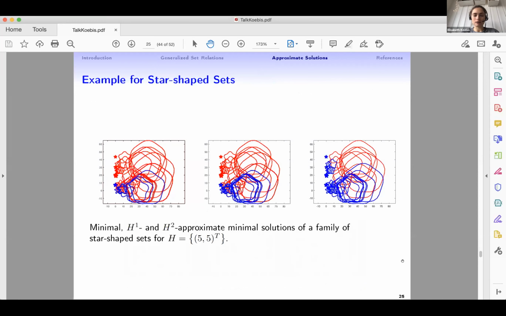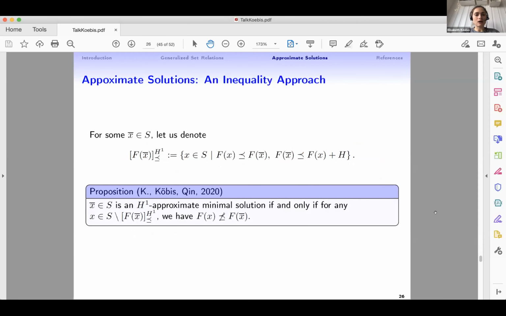And for set-valued mappings, which are non-convex, here we have an example. We have calculated the minimal solutions, which are given here. These are the blue ones. Here, these are the H1 minimal solutions, and these are the H2 minimal solutions. And in our work with our co-authors, we have defined an inequality approach in order to find these H1 and H2 minimal solutions in terms of inequalities.